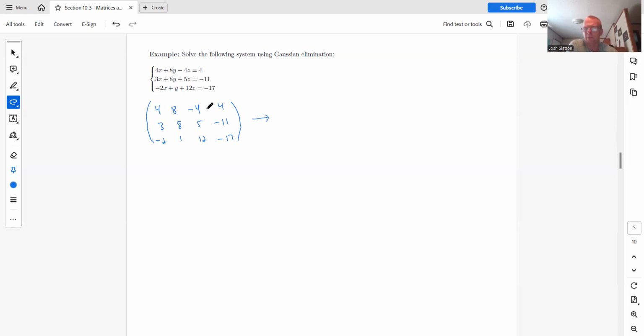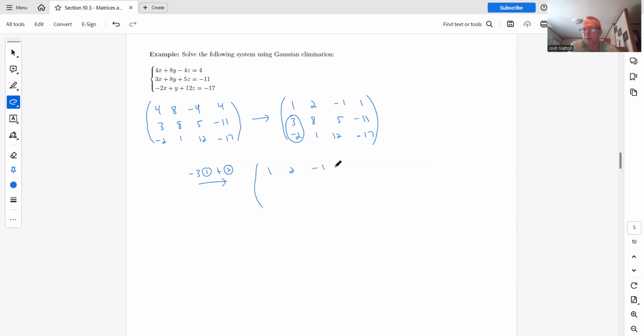Plus there's a common factor here, so for convenience, it'd be a good idea to divide this row by 4. So we get 1, 2, -1, 1. And then we'll leave these 2 rows the same. All right. Now we want to get these 2 entries to be 0. We multiply this one by -3 and add it to row 2. So -3 times row 1, and then add it to row 2.